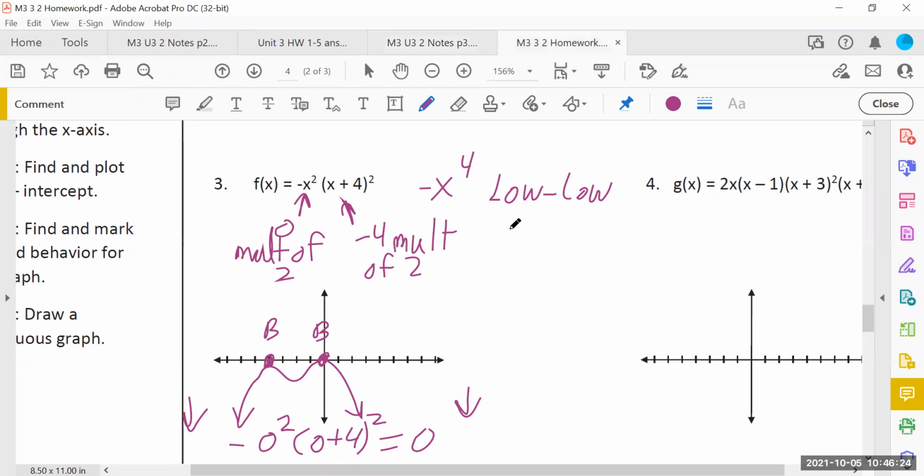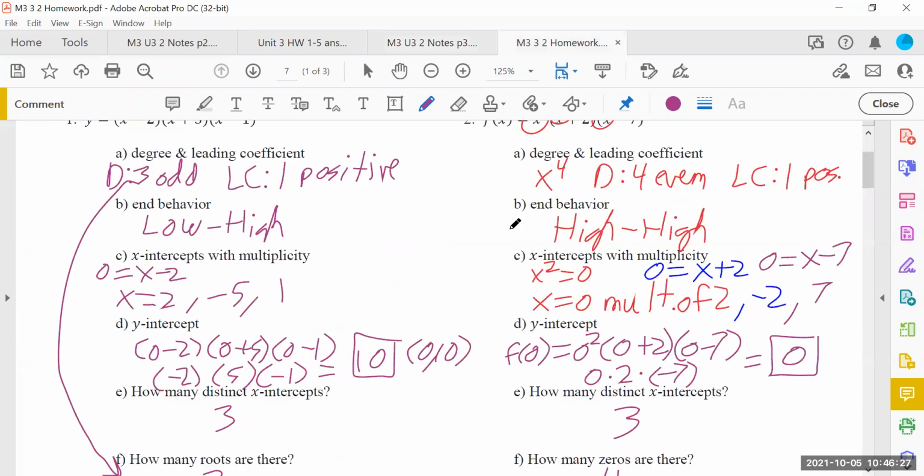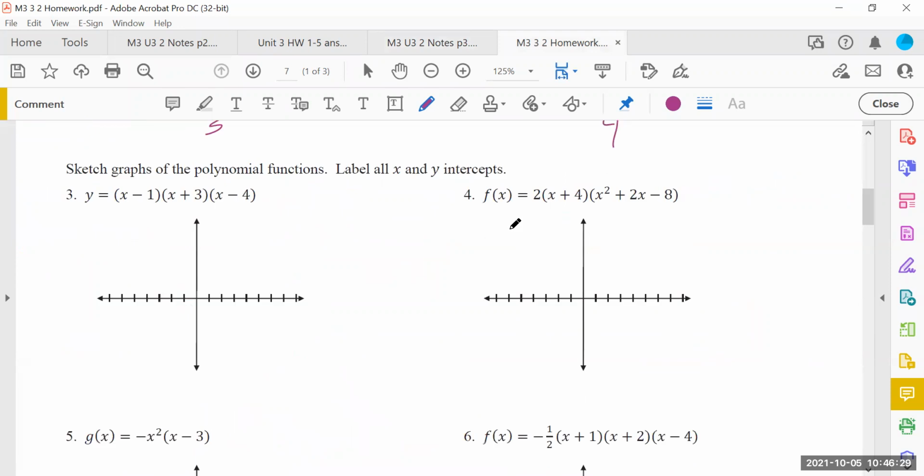So everybody take a look at number 3. I'm going to call on some of you. Let's start with the degree and the leading coefficient. So if I use my shortcut, what do I end up with as far as degree? Go ahead. Do you have a question or you want to answer? Go for it, Jaime. Odd positive, right? Because it's an x cubed. Odd, positive, low, high. So it starts low, ends high.